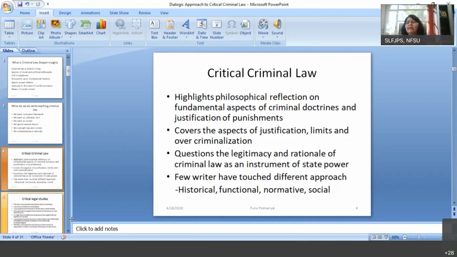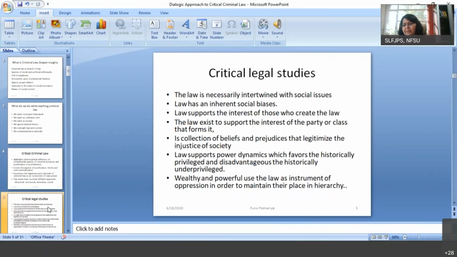And as we all know, probably something you might have discussed in the different sessions in the previous days, critical criminal law is a branch of critical legal studies. And these critical legal studies, which believe that law has inherent social biases, is a very powerful base of critical criminal law. Specifically when we talk about criminal law, this is even more relevant because, as per this theory, law supports the interest of those who create the law.